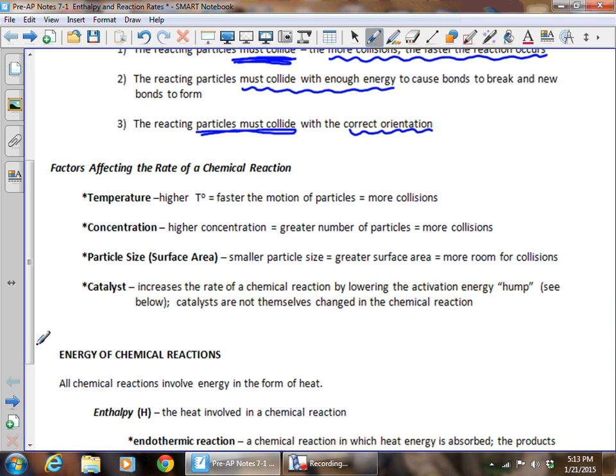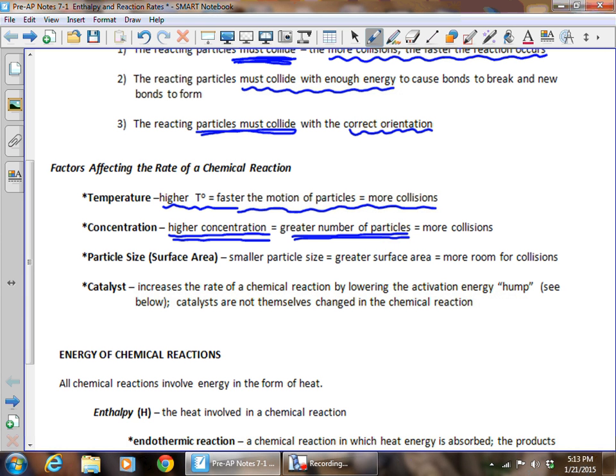First of all, temperature. In general, the higher the temperature, the faster the motion of the particles, so you're going to get more collisions, so the rate's going to be faster. So that's one factor. Concentration. If you have a higher concentration of reactants, that means you've got more particles to collide. And the more particles that collide, the more collisions and the faster the rate again.